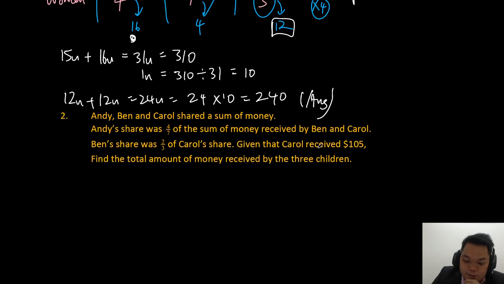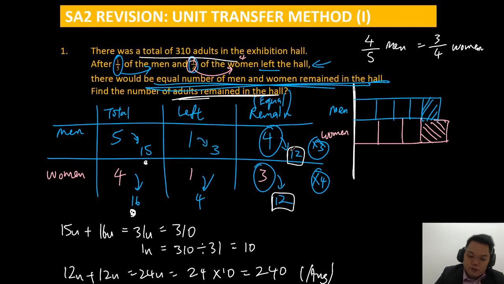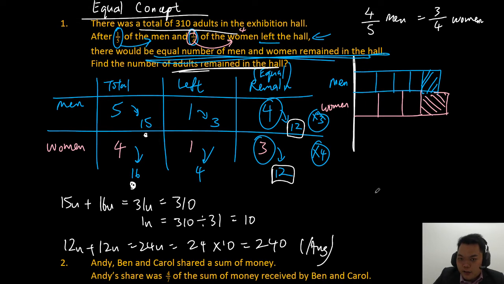Okay, got it. So let's move on. This is what we call equal concept. In your school, you may probably know it as equal numerator or somewhere along those lines. It is where the fraction of a set is the same as the fraction of another set.